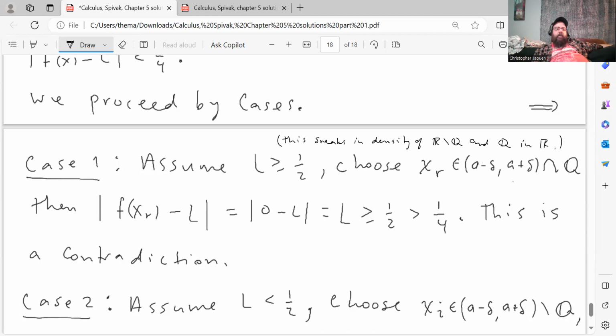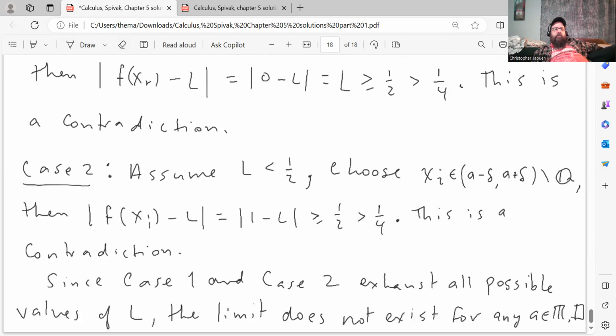Then that means the absolute value of f of x sub r minus L is equal to 0 minus L, right? Because f at a rational number is defined to be 0. That's equal to L, and L we said was greater than or equal to 1/2. Notice that that is greater than 1/4. So this is a contradiction. It contradicts that we should be able to make this less than epsilon, the epsilon that we chose, which was 1/4. All right, so case one is a contradiction.